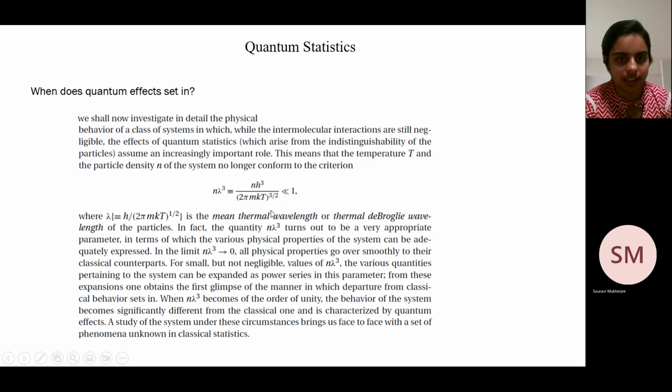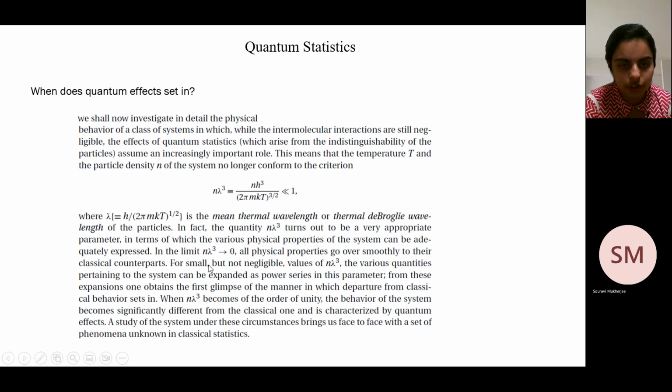But when T and N no longer conform to this criterion, that is, n lambda cube much less than 1 is no longer true, where lambda is the mean thermal wavelength, or thermal de Broglie wavelength of the particles, the quantum nature comes into effect. In fact, the quantity n lambda cube turns out to be a very appropriate parameter in terms of which the various physical properties of the system can be adequately expressed. In the limit when n lambda cube tends to 0, all physical properties go towards their classical counterparts.